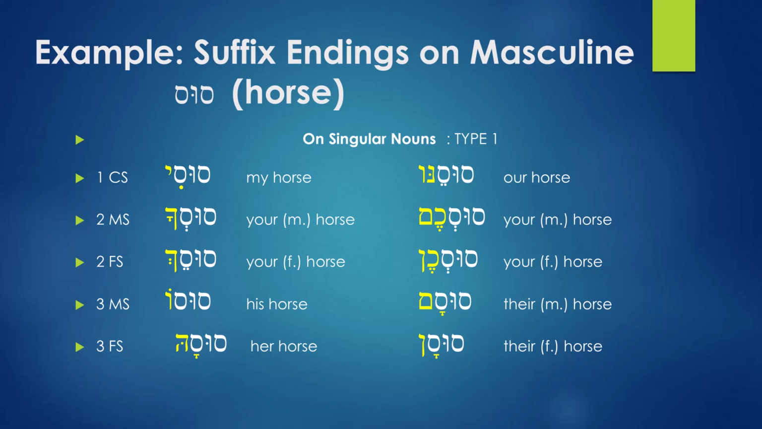Third person masculine plural, you're going to say susam. There's that kametz mem, that means their horse. And third person feminine plural, you have susan, their horse. All these endings are coming from the chart. If you know the chart, you're going to know how to translate. That's how you add the suffixes to singular nouns. Let's look at the plural noun, or those using type 2.